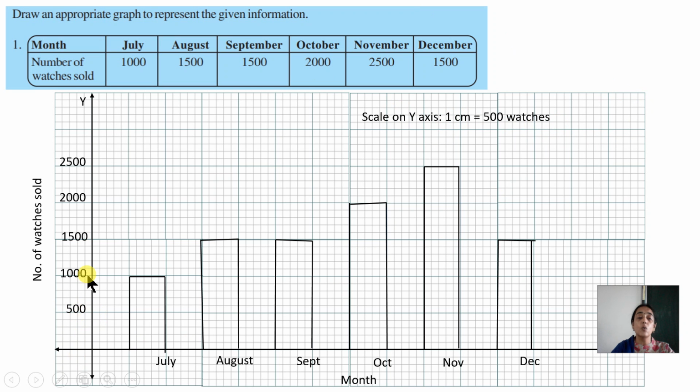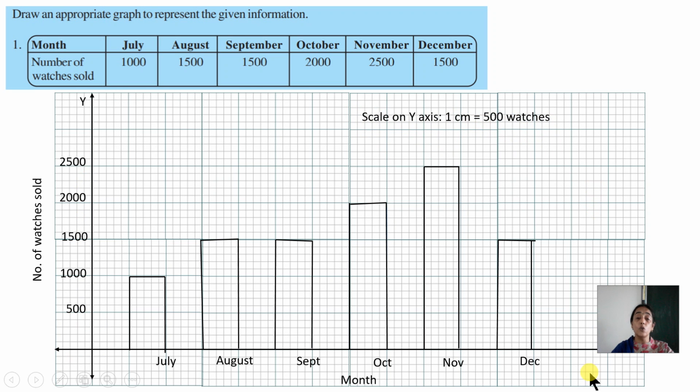2 small squares, 500 plus 500 is 1000, then 1500. Again you add 500, it becomes 2000, and again you add 500, it becomes 2500. So this writing of scale is very important. You will write down the scale on the y-axis as 1 centimeter is equal to 500 watches.